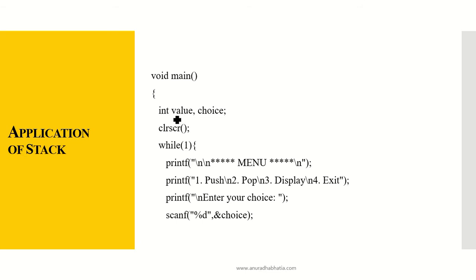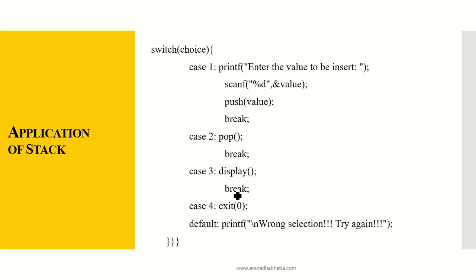Void main, int value, choice, clrscr is to clear the screen. While the choice is 1, we enter. So this is the menu which will be displayed. 1 is to push the element onto the stack, 2 is to pop, 3 is to display and 4 is to exit. You enter your choice and then depending on the choice we work on.